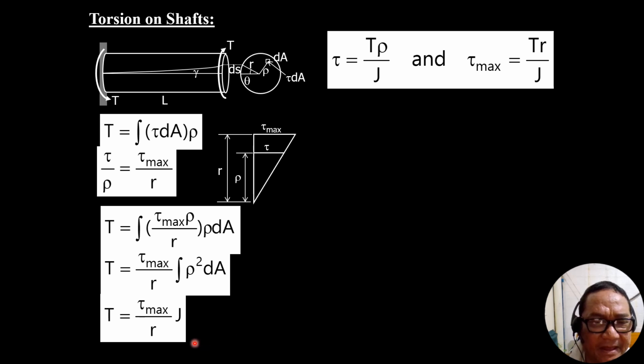Then we have these two expressions. This is the general expression or formula for shear stress at any point from the center of the circular shaft, and this is for the maximum expression. So that you can easily memorize this formula, I suggest that you read this as shear stress equals torque rho to rho.